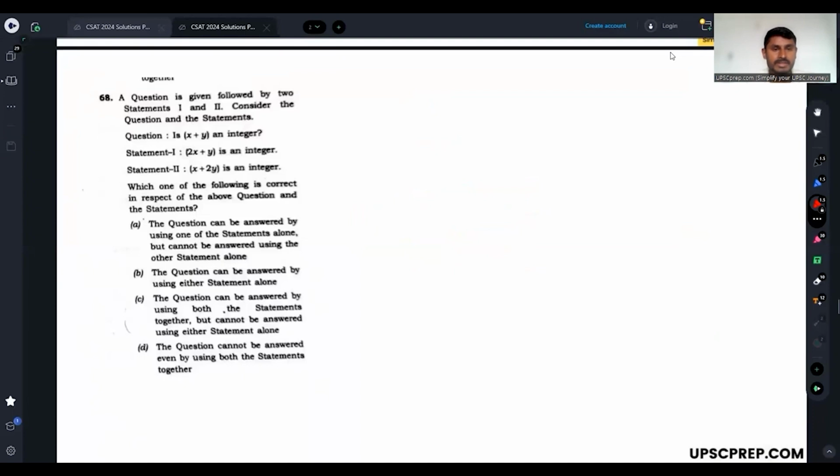Question 68. A question is given followed by two statements, statement 1 and statement 2. Consider the question given below: is x plus y an integer? We have to find out whether x plus y is an integer or not. Statement 1 says 2x plus y is an integer. Now if I use x as 0.5, then 2 into 0.5 plus y will become an integer, but with 0.5 in x plus y, this will not become an integer.